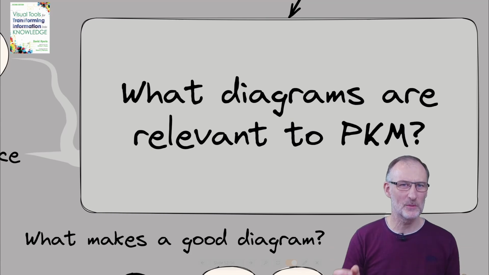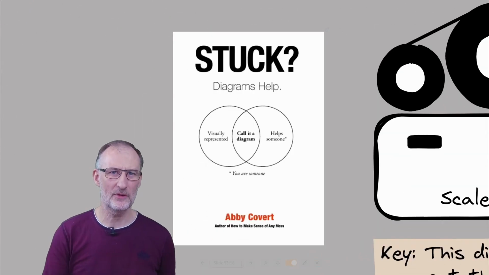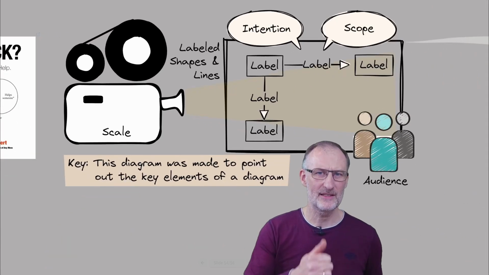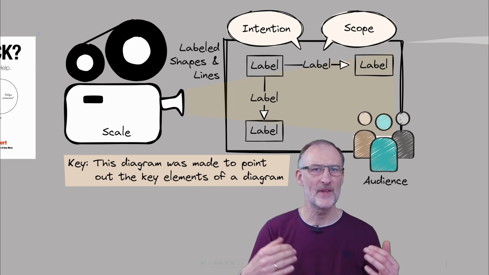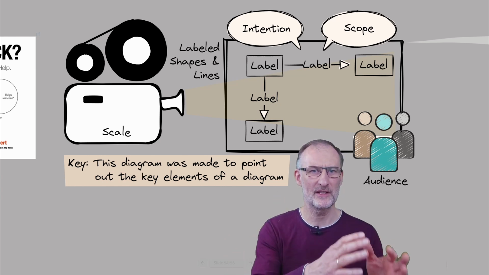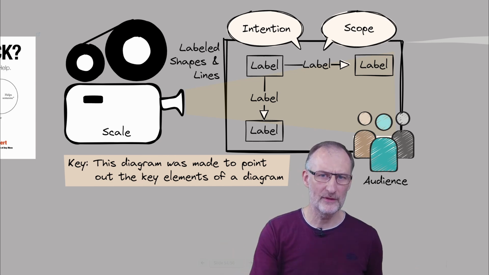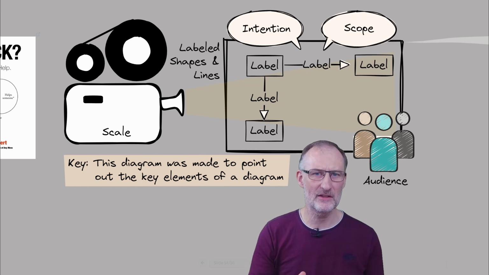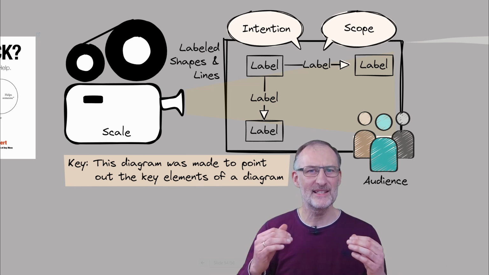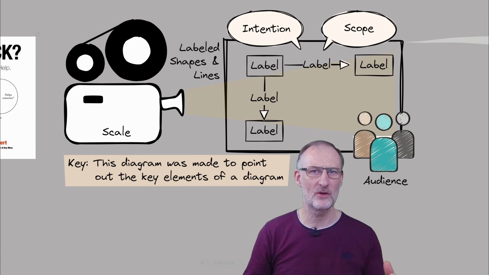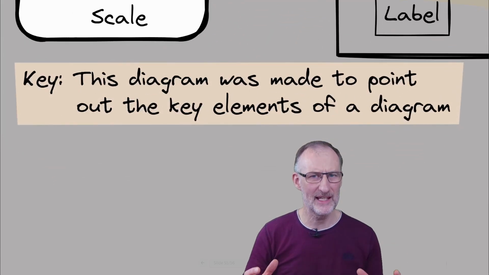In closing, let's look at what makes a good diagram. As outlined by Abby Covert in Stuck, good diagrams have visual elements like scale, shapes, lines, labels, and keys. However, they also extend beyond aesthetics to consider intention, audience, and scope. It's not just about pretty pictures, it's about conveying information effectively. In my experience, keys are often overlooked or confusing, especially when there's a series of diagrams with changing notations. My recommendation is to establish simple conventions for line types, colors, shapes, labels, etc. This is particularly crucial for reusing diagrams across multiple documents in your PKM. And please remember to include a key whenever possible to improve clarity.